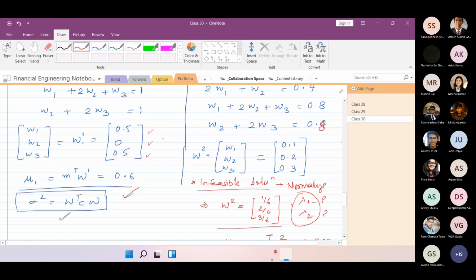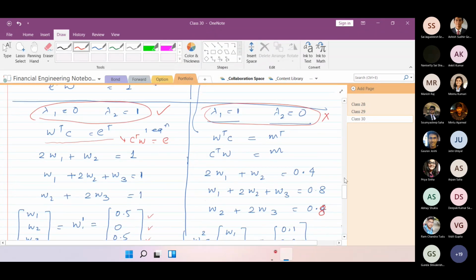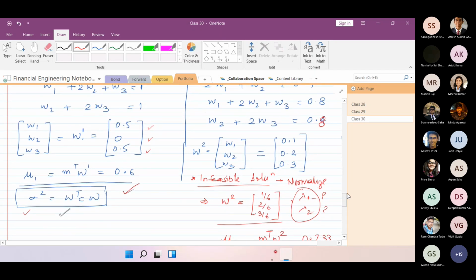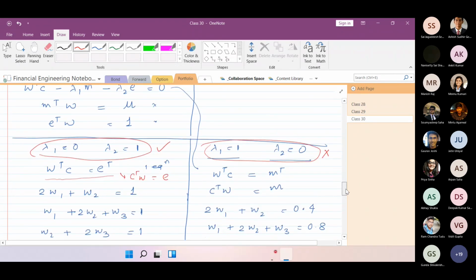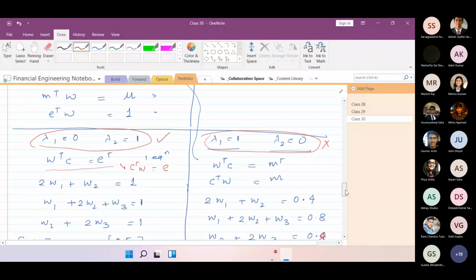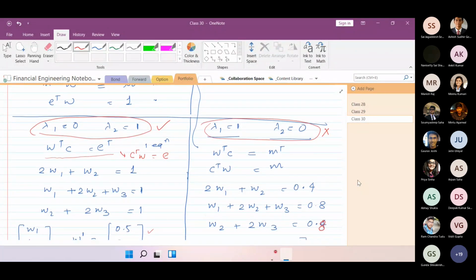Is it clear? Yes, sir. Correct. So now once I know that, I can also calculate what would have been the risk. I go and try to find out for the other one, where lambda 1 I have taken as 1 and lambda 2 I have taken as 0. So right hand side, instead of E, now it changes to M. I tried to solve that one and I found that this is an infeasible solution because the sum of the weights is not equal to 1.